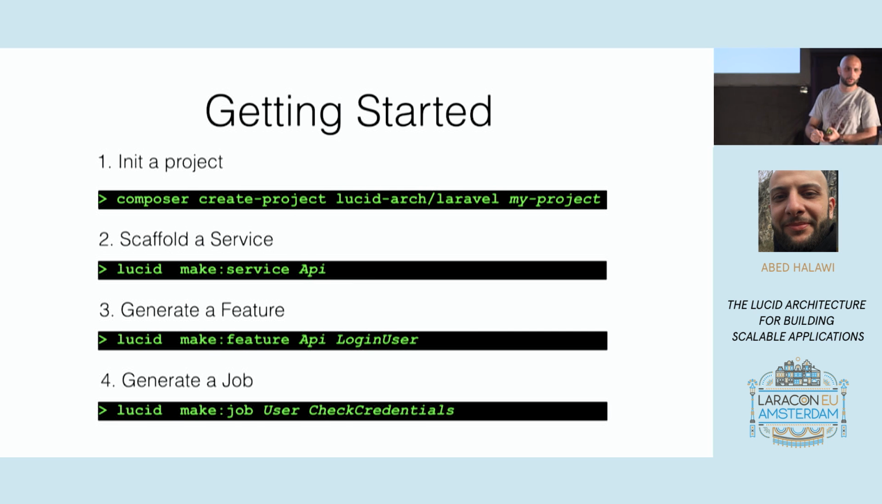It does that for you so that you don't have to go through the hassle of creating these files and managing the file system yourself. All you have to do is fill in the handle methods, basically. Then you would generate a feature using the Lucid CLI, make feature, you would specify the service where you want that feature to go, and you name that feature. Again, what you do is generate a job, and you would specify the domain, the user domain, and the job name.